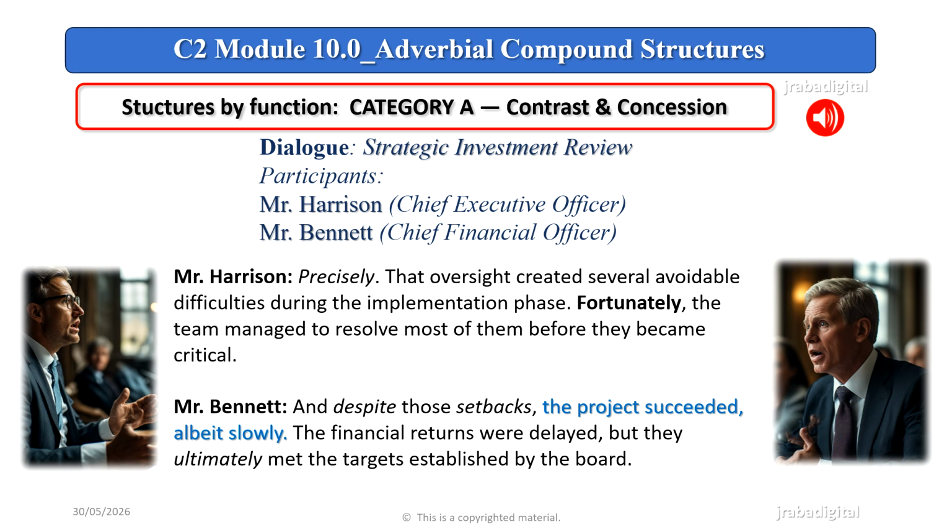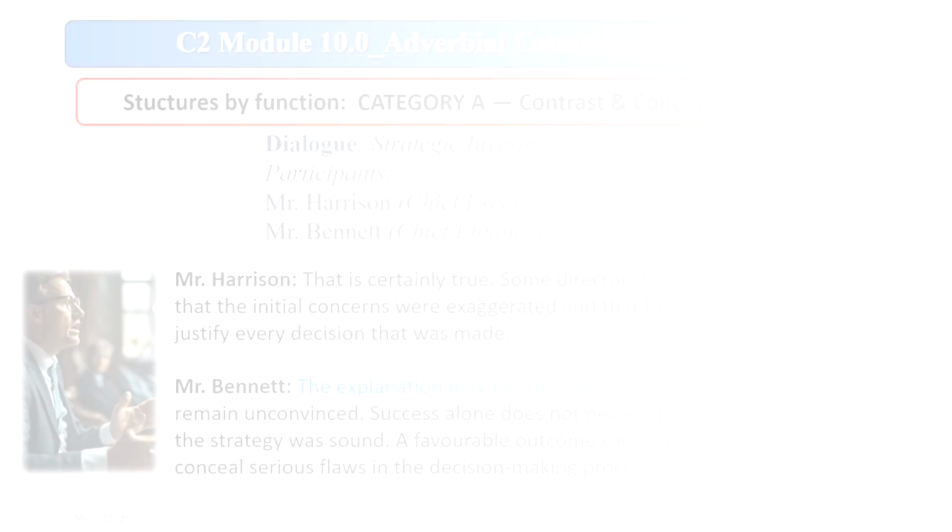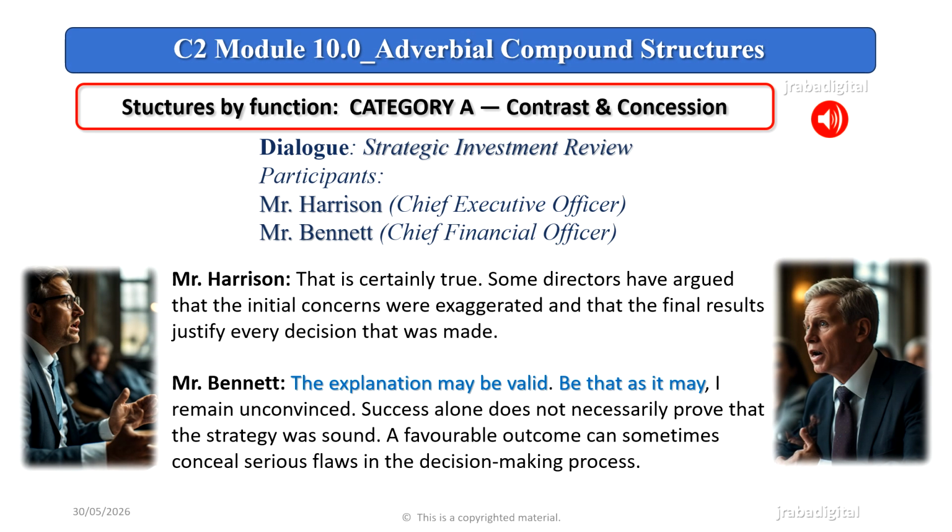Mr. Harrison: Precisely. That oversight created several avoidable difficulties during the implementation phase. Fortunately, the team managed to resolve most of them before they became critical. Mr. Bennett: And despite those setbacks, the project succeeded, albeit slowly. The returns were delayed, but they ultimately met the targets established by the board. Mr. Harrison: That is certainly true. Some directors have argued that the initial concerns were exaggerated and that the final results justify every decision that was made.